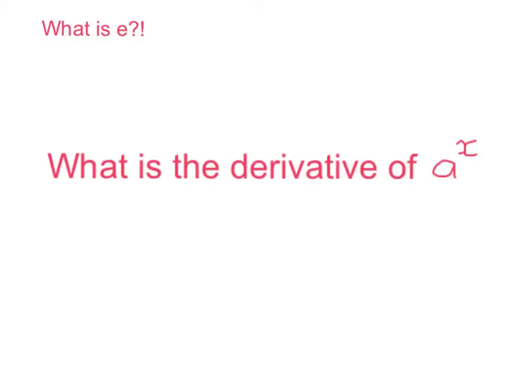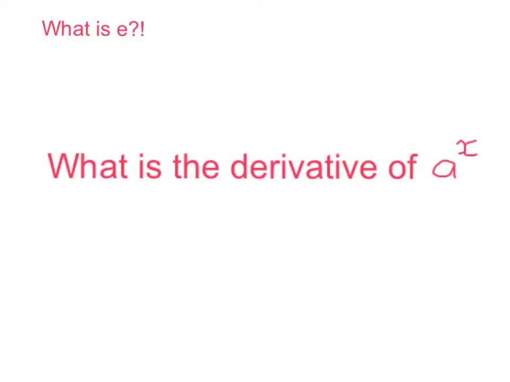So e is this number that you are going to be using, but what on earth is it? Well, actually, it comes out of a different question, which is this question: what is the derivative of a to the x? a is just any number.